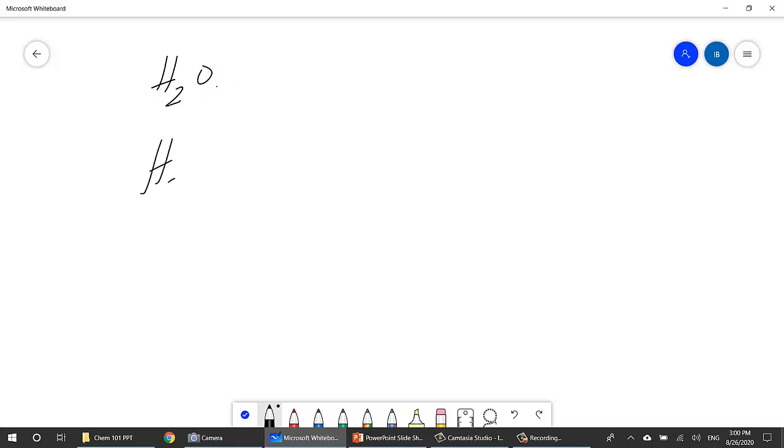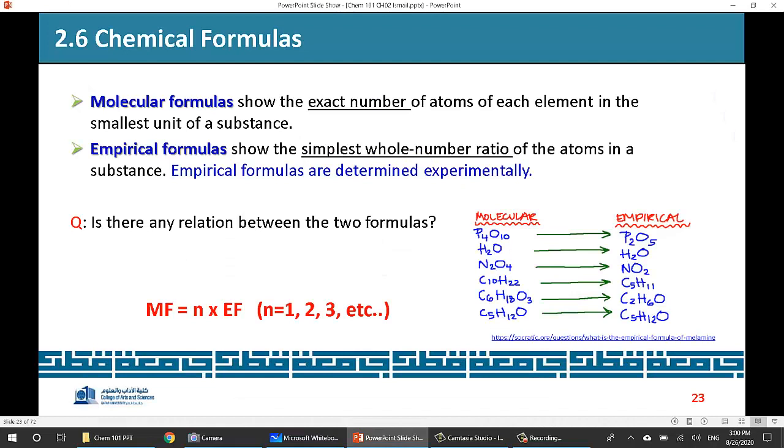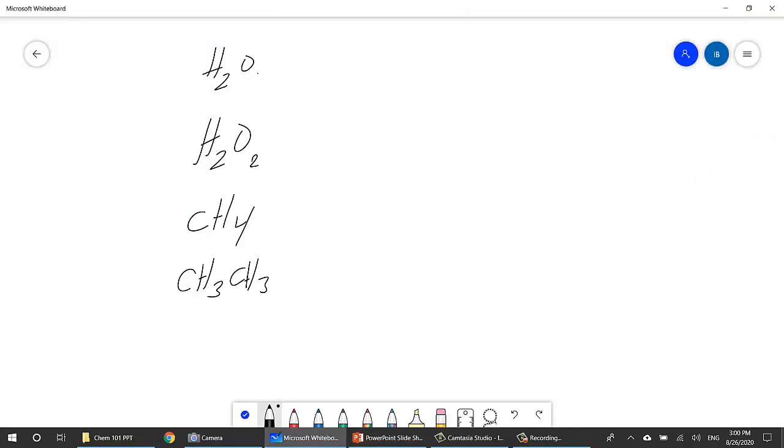Let's take H2O2, which is hydrogen peroxide. Let's take CH4. Let's take C2H6, which is ethane. Okay? And let's take one more, which is N2O4, dinitrogen tetroxide. Now, this is called the molecular formula.